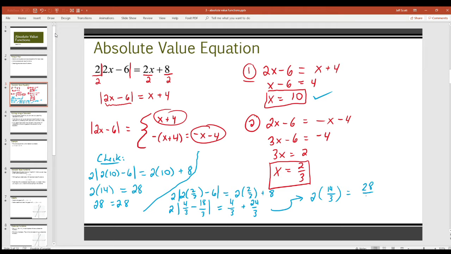Well, 2 times 14 over 3, remember this is like 2 over 1 times 14 over 3. That's going to become 28 over 3 equals 28 over 3. So yes, both sides of those equations were equal to each other, so we can confirm that x equals 2/3 was another one of our solutions.